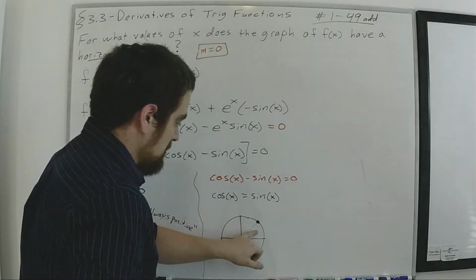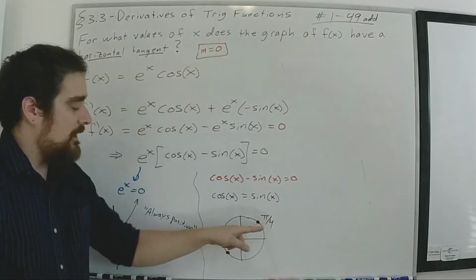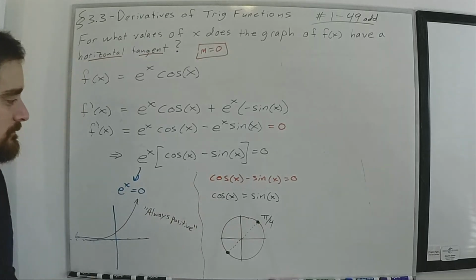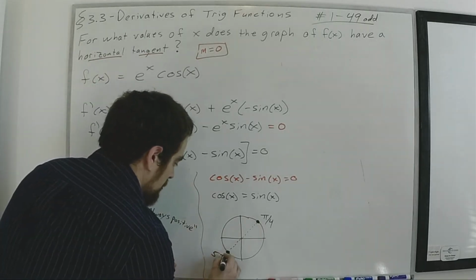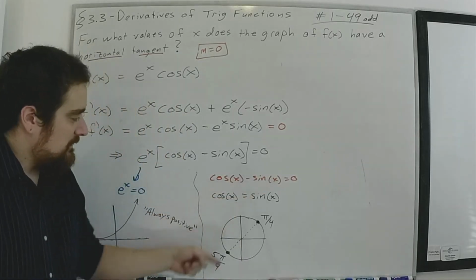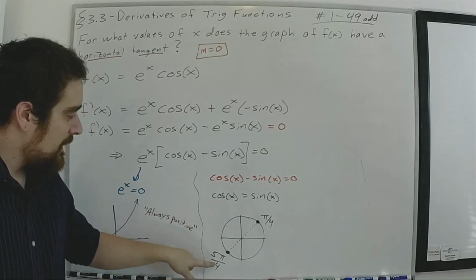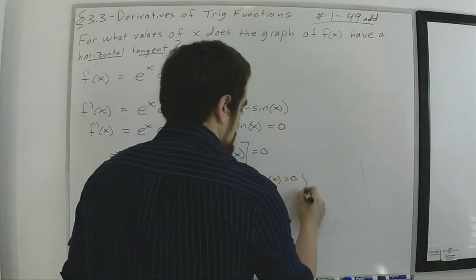Well, x has to be this angle, which in this case is pi over 4. Right? Sine of pi over 4 is root 2 over 2. Cosine of pi over 4 is root 2 over 2. And then down here at 5 pi over 4, sine of 5 pi over 4 is negative root 2 over 2. Cosine of 5 pi over 4 is negative root 2 over 2. Therefore, we found our x values.